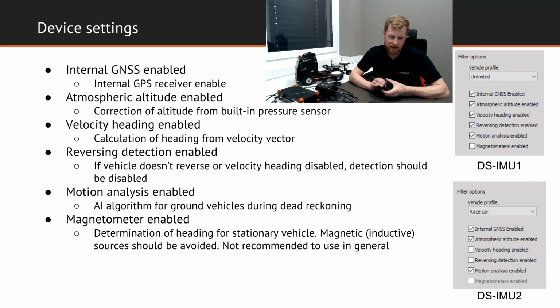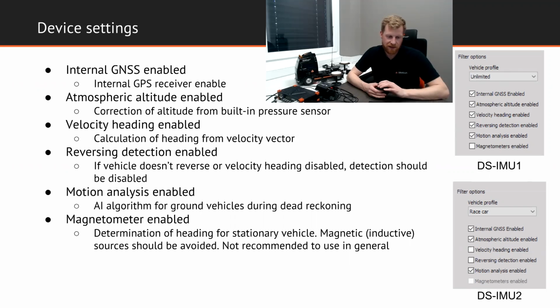Another setting that is possible with the IMU devices is motion analysis, and this is an artificial algorithm for ground vehicles when we lose the GPS reception. It then helps to determine what the position is, but this is usually used mostly just for vehicles.